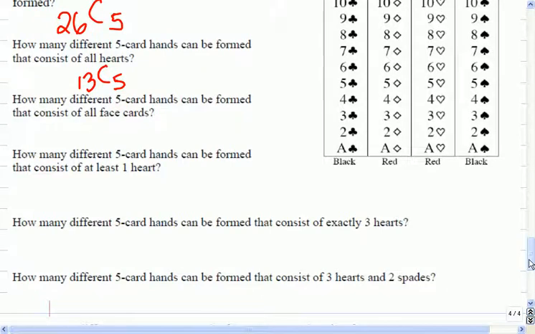How many different 5-card hands can be formed if they have to be all face cards? 12 C5. Yeah, there are 12 face cards, so with 12 cards, we only choose 5 of them. How many different 5-card hands can be formed that consist of at least 1 heart?